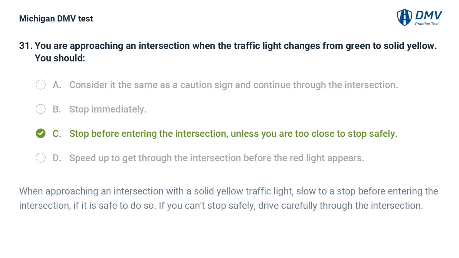C. Stop before entering the intersection, unless you are too close to stop safely. When approaching an intersection with a solid yellow traffic light, slow to a stop before entering the intersection, if it is safe to do so. If you can't stop safely, drive carefully through the intersection.